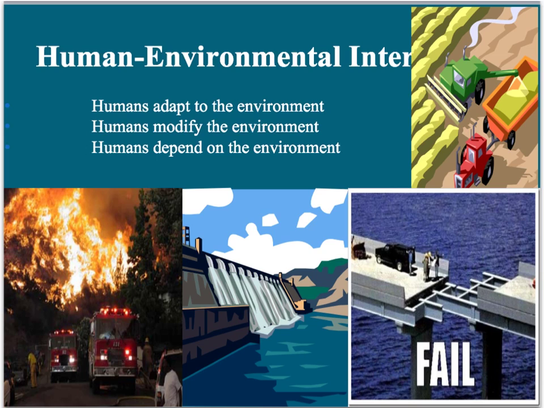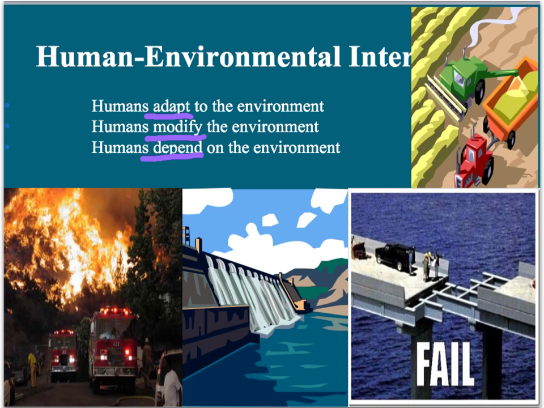Now the three parts to human environmental interactions. Humans can do three types of things with the environment. They can adapt to the environment, they can modify the environment, and they can depend on the environment. I'm going to explain each of these in more detail. All right, number one, adapt. Humans can adapt to the environment if necessary. For instance, if it is hot outside, are you going to wear a big old jacket and a beanie? No, you're probably going to say, I'm going to wear sandals, maybe I'll wear some sunscreen, something like that. You are adapting to the environment.